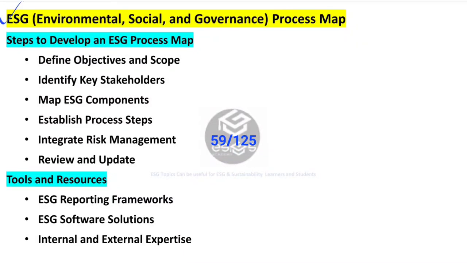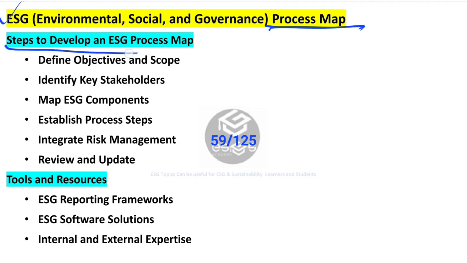So let us start the new topic called ESG Process Map. Creating an ESG process map involves outlining the steps and components involved in implementing and managing ESG initiatives within the organization. Here we will be discussing the structured approach for developing an ESG process map.